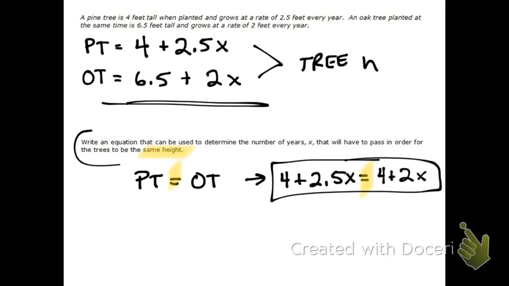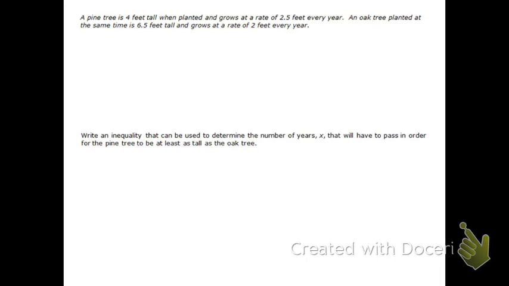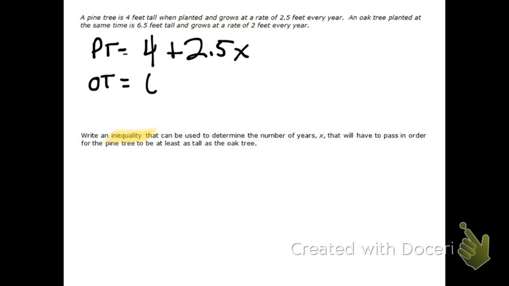Okay? So, let's look at if it's not an equal sign. Let's look at this case right here. Now I want an inequality. I'm still looking at my same problem. I still have my pine tree. He's 4 feet tall with a rate of 2.5 per year. And then I have my oak tree, which starts at 6.5 plus 2 feet per year. So there's my starting. So I want the inequality that can be used to determine the number of years that will have to pass for the pine tree to be at least as tall as the oak tree.